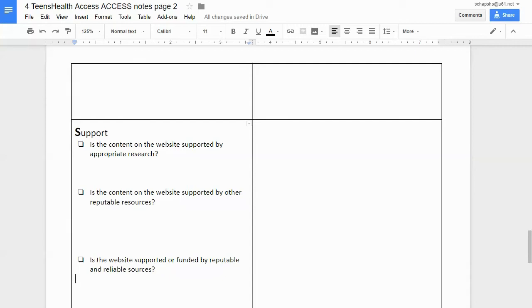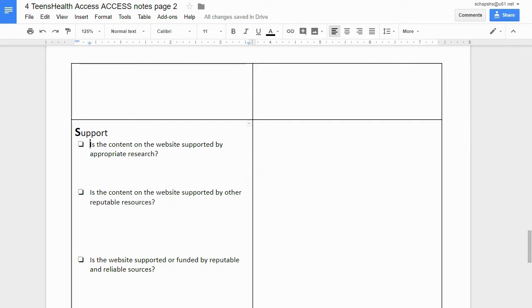We're on the last section of the access model, and this section is support. So we're wondering who supports this and is there scientific evidence to support the claims that the author is making? The first question is, is the content on the website supported by appropriate research? What this really is asking is if the author is using scientific data or research in the field that they're discussing to support what they're saying.